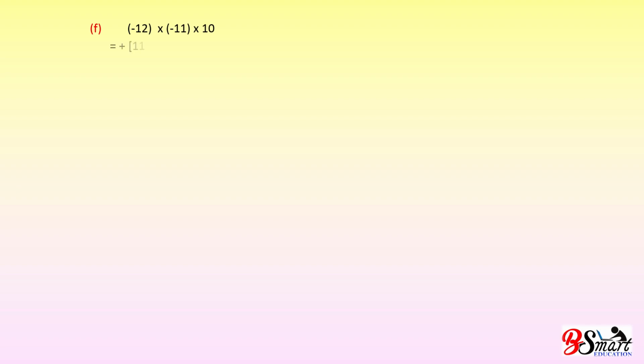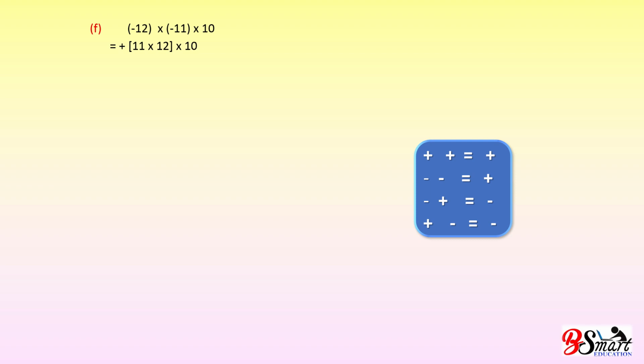We know that the product of an even number of negative integers is positive and the product of an odd number of negative integers is negative.